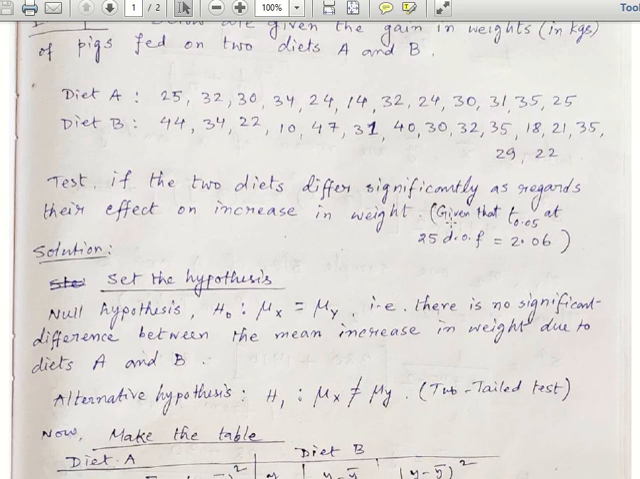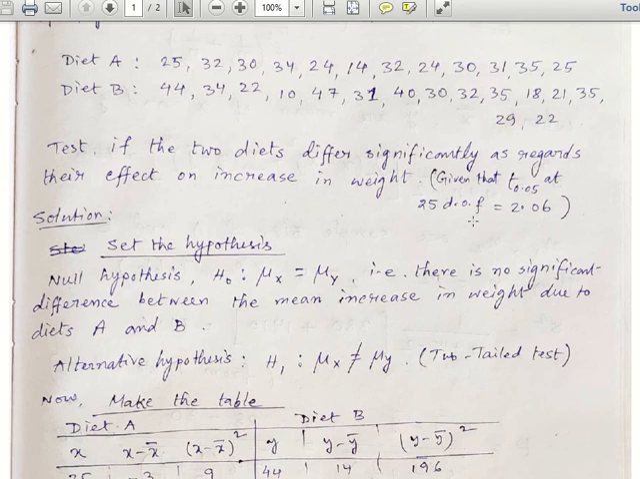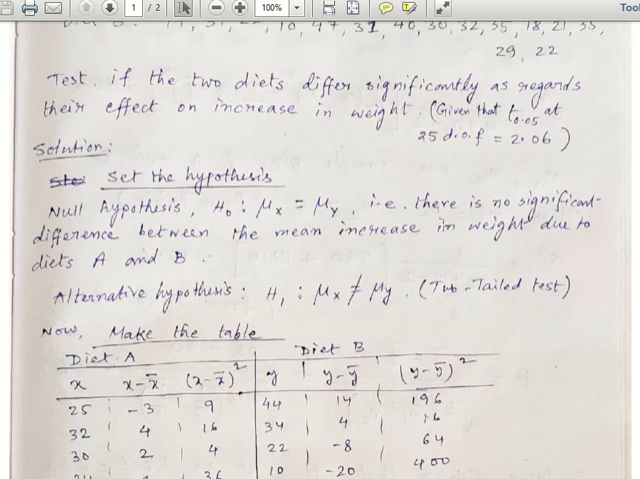Okay, so given that we need to test this, and given that t 0.05 at 25 degrees of freedom is 2.06. So t 0.05 means a 5% level of significance. These data will be given in the question. You don't need to think about what the degrees of freedom or the level of significance is, as they are already given in the question. We just need to remember this value, 2.06. Okay, so now let's start the question.